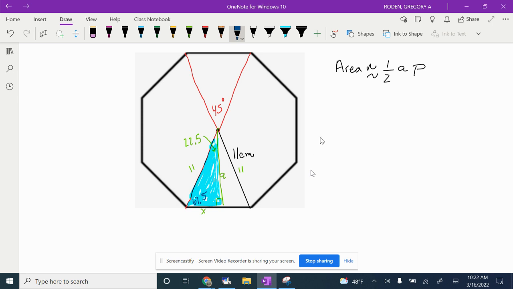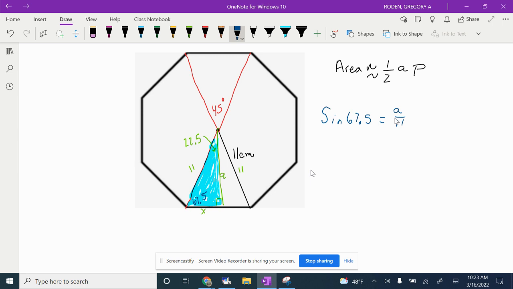So what are you gonna do? I did the sine of 67.5. Okay, and you're using sine because you're using opposite over hypotenuse, right? Good, I like that. So sine of 67.5 equals what? A over 11. Very good. Now, if you're using this other angle, you'd use cosine, right? Which is fine.